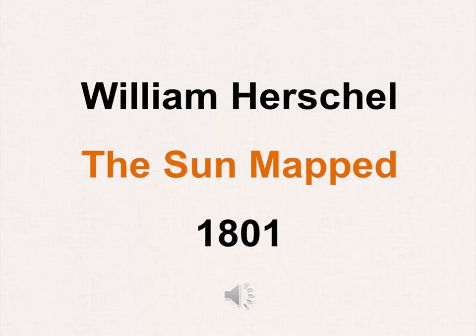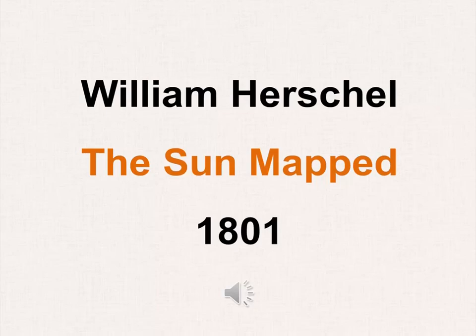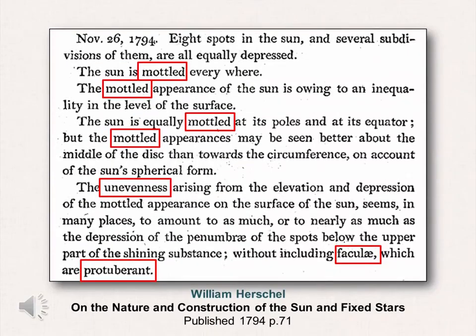One example of scientific research was by William Herschel. From 1779, Herschel had been regularly observing the sun, especially sunspots and solar activity. In 1801, Herschel reported his findings to the Royal Society. This is an extract from a paper published in 1794. I've highlighted some of the key observations. This form of description was revolutionary at the time.